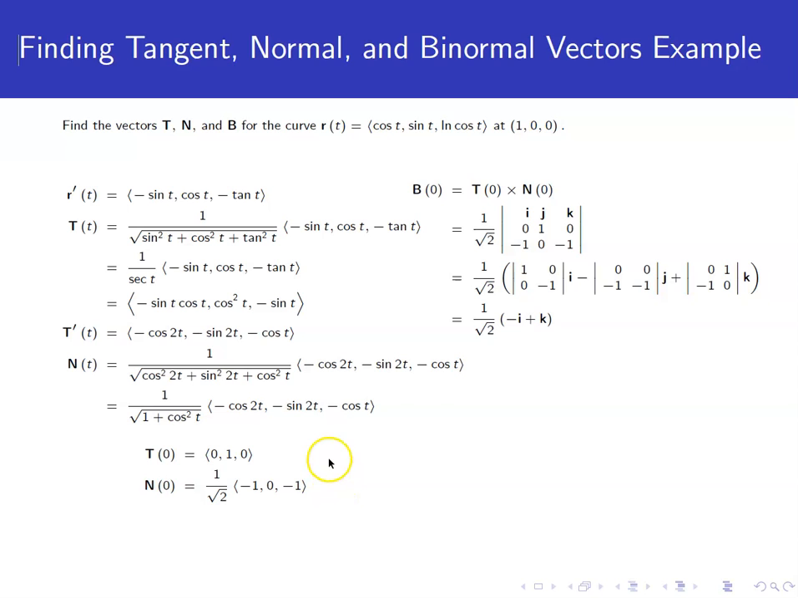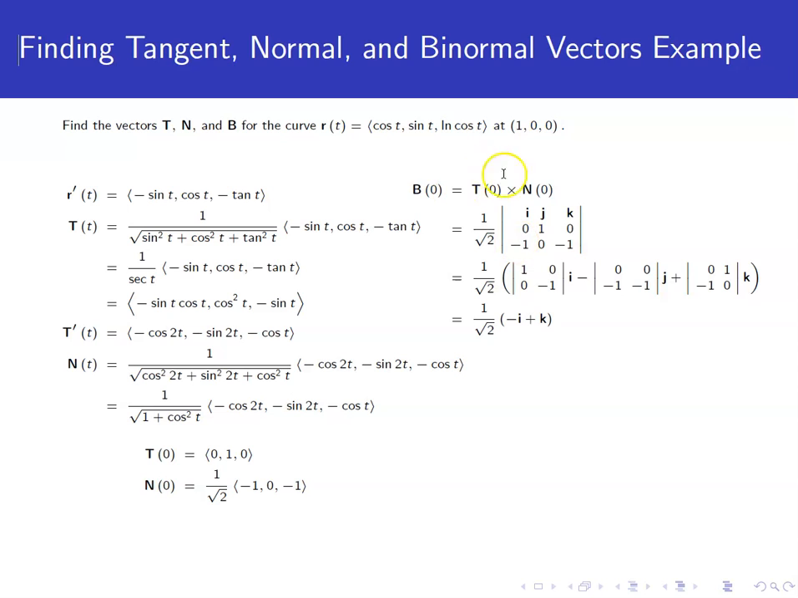We're asked to find these values at the point 1, 0, 0. So before we do the binormal vector, let's go ahead and plug in what we get for the tangent vector at 0 and the normal vector at 0. Putting in 0 for t here for the unit tangent vector, sine of 0 is 0, so we get 0 for the first component. Cosine of 0 is 1, so we get 1 here and 0 here. For the unit normal vector, when we put in 0 for t, we'll get 1 over root 2 here. This will be negative 1, this will be 0, and this will be negative 1.